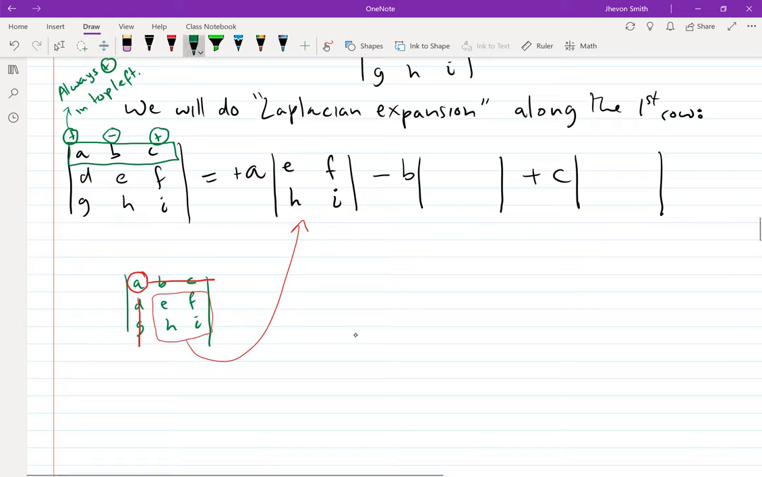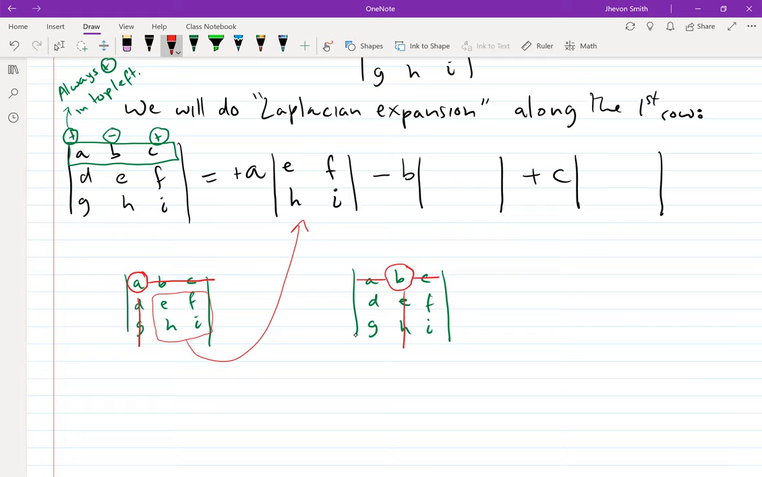You're going to do the same for the other one. So in A, B, C, D, E, F, G, H, I, when you're focusing on the B, you're going to block out everyone in his row and his column. The entries that are left over, you're going to put in there. So that is going to be D, F, G, I. And you're going to do this process again for the C.